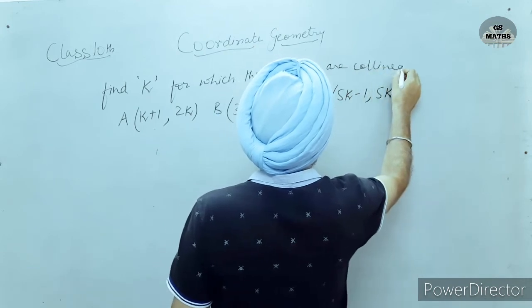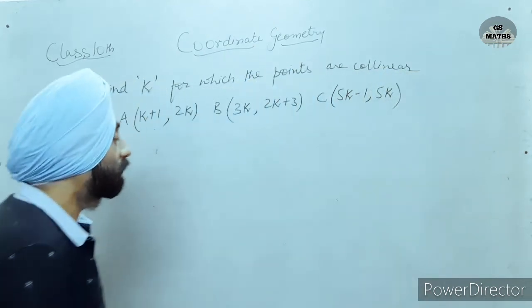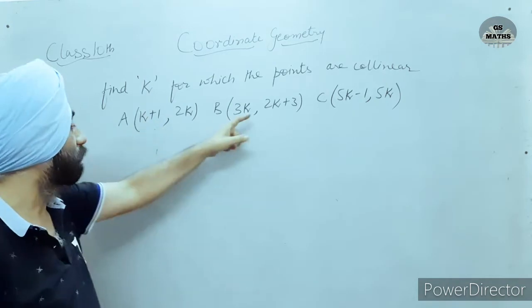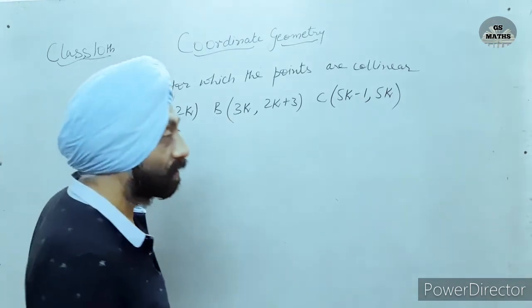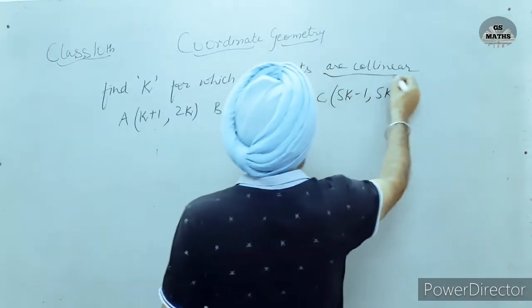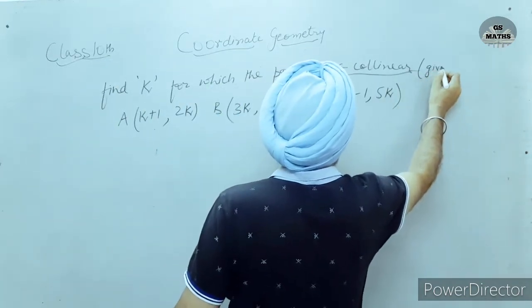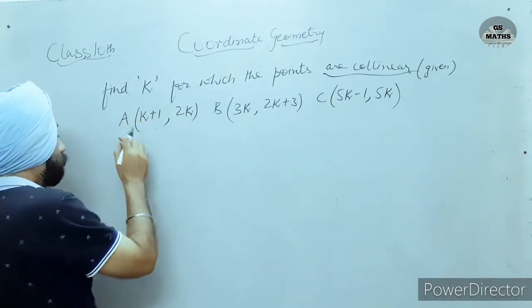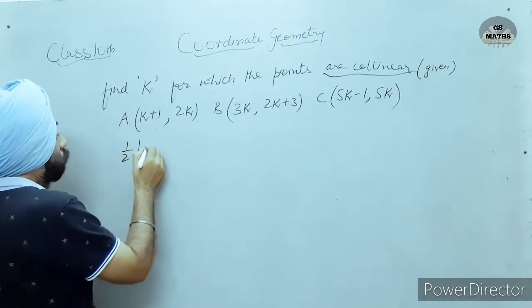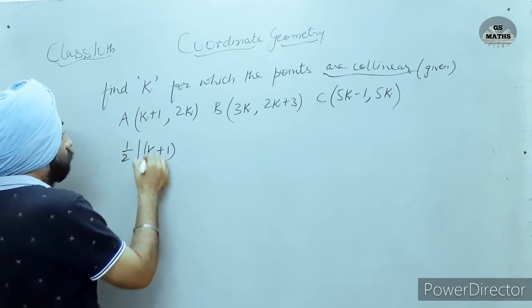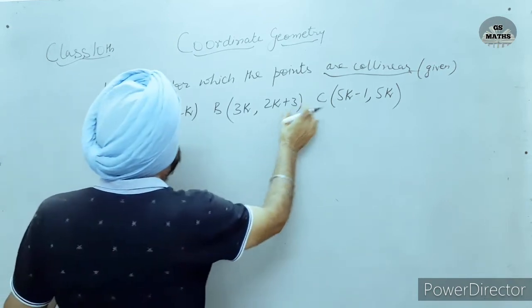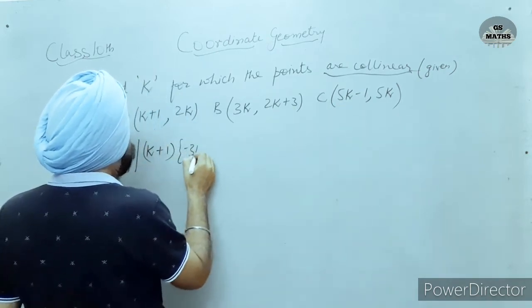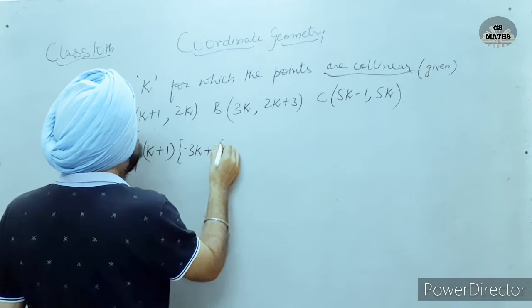It is given to us they are collinear, which means if I draw a triangle ABC with these vertices, its area is equal to 0. This is given to us. They are collinear. Now I will apply that condition. Half times x1, times y2 minus y3, 2k minus 5k, that is minus 3k plus 3.